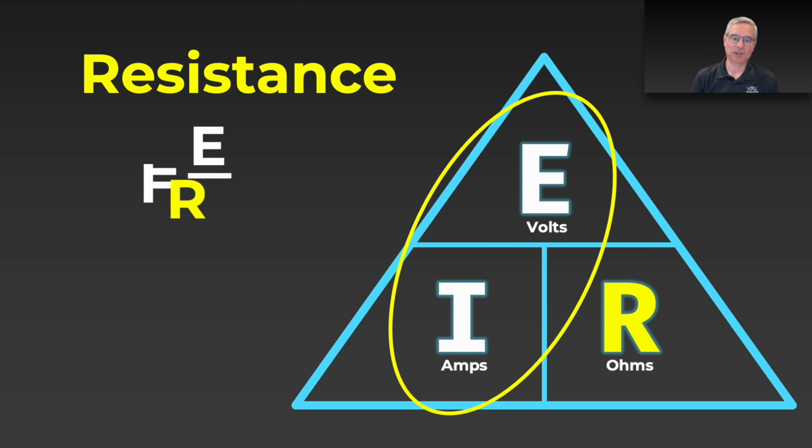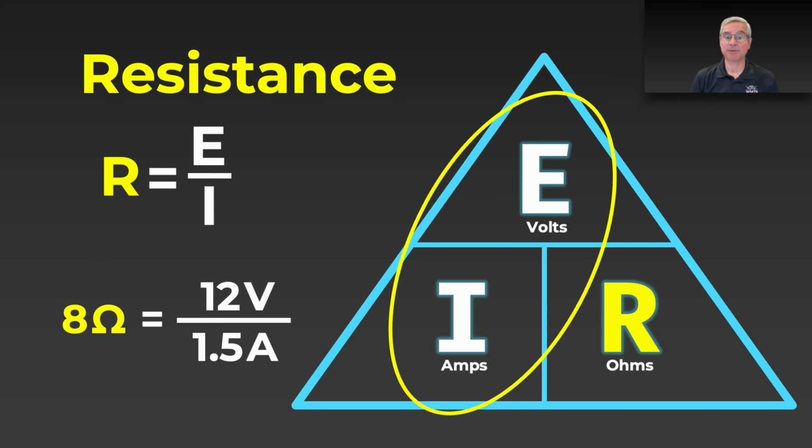And I'm sure you know what's coming for ohms. The triangle says it's volts over amps. So if you're asked about the resistance of a circuit with 12 volts and 1.5 amps, we know the answer is 8 ohms. Same idea for 90 volts and 3 amps, or 12 volts and 4 amps. It's always just volts over amps, just like in the triangle.